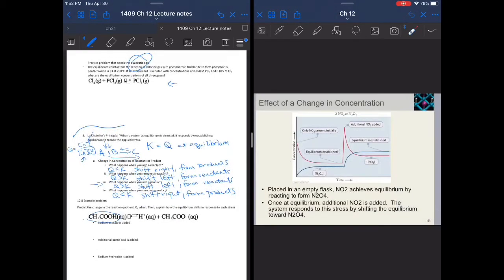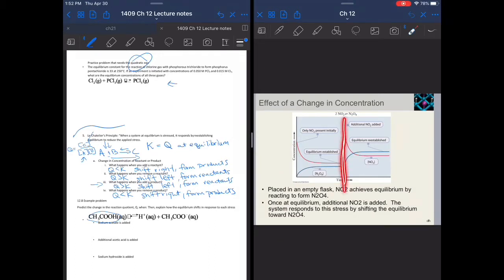Here's a graph, for instance, of what happens if you add extra starting material. In this reaction, we're looking at NO2 making N2O4. At the very beginning, you have only NO2, no N2O4. As you start to make product, the amount of starting material goes down. It eventually levels off, and you get that dynamic equilibrium where the rates are the same, and so the overall concentration isn't changing.